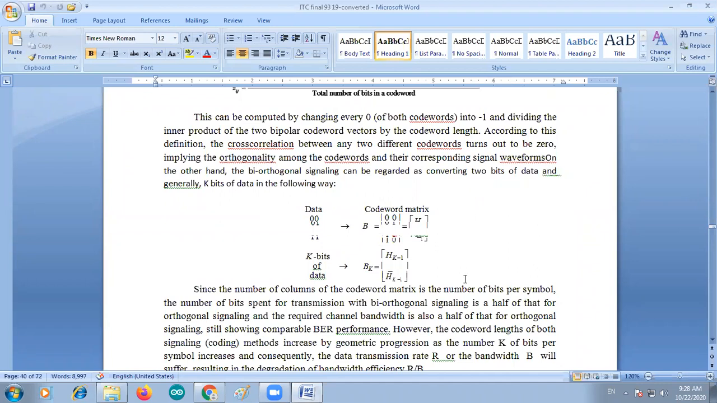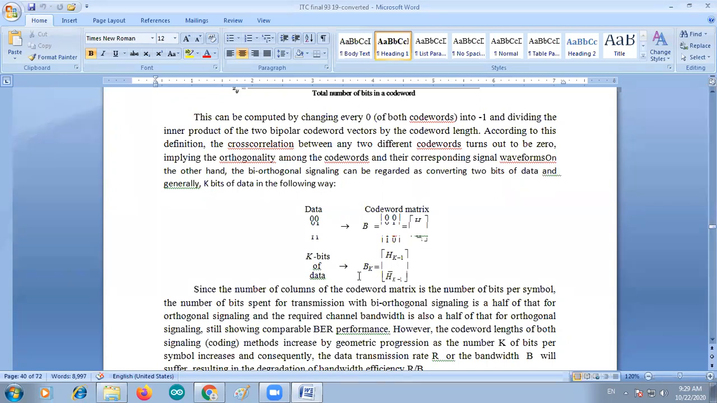H and H1 bar. H1 is the same. The 2 bits are there. How many signals are there? 4 signals are there: 00, 01, 10, 11. For that, what is the biorthogonal code word? B is equal to H and H1 bar, arranged in a vertical position.